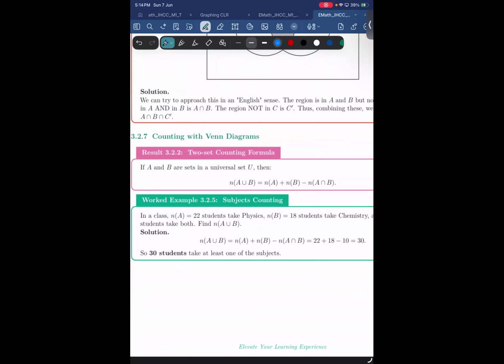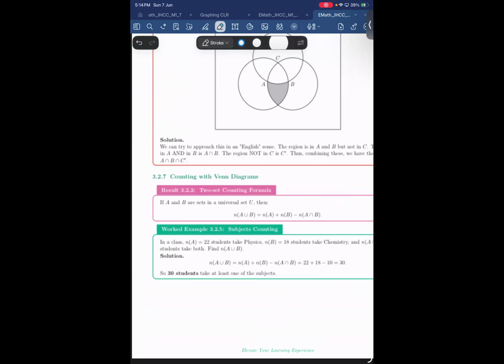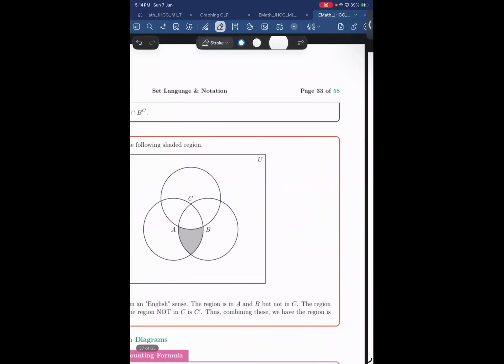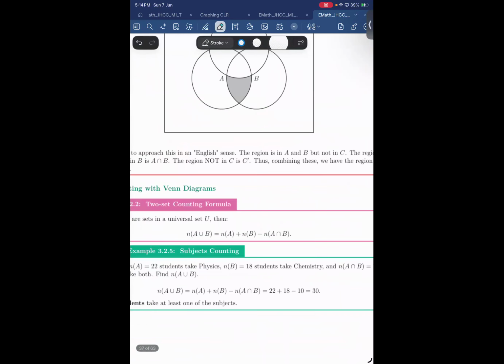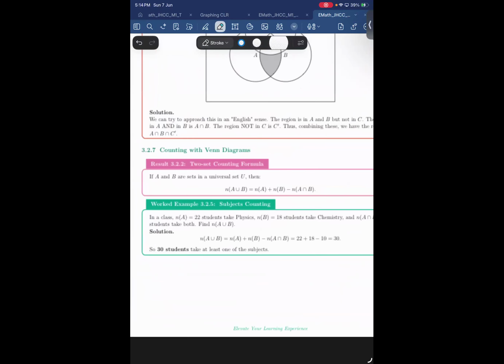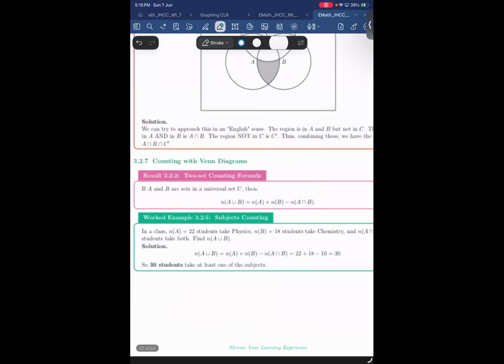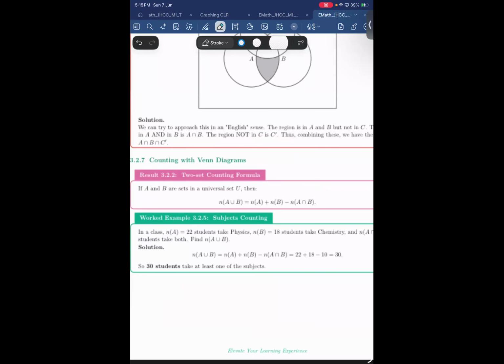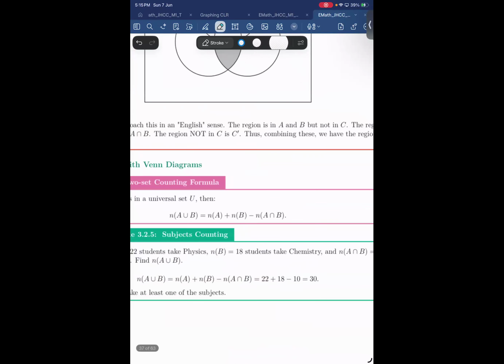Then lastly, we have counting, the last portion of this. Counting with Venn diagrams. So how does this formula work? Let me draw a simple Venn diagram.